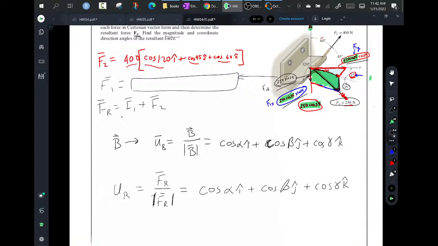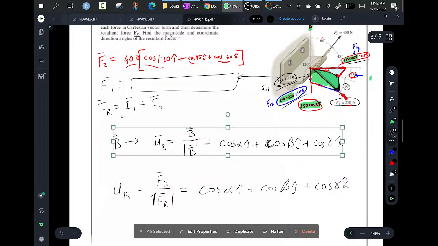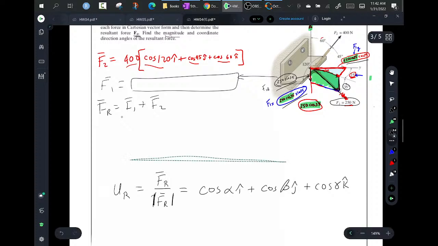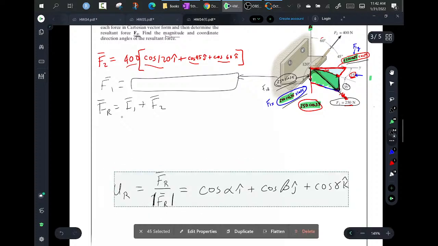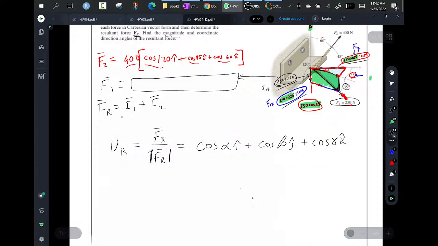Now I think what I'll do, I'll just delete that out and I'll move that up. And so that's pretty much it. Okay, escape key, that's right.